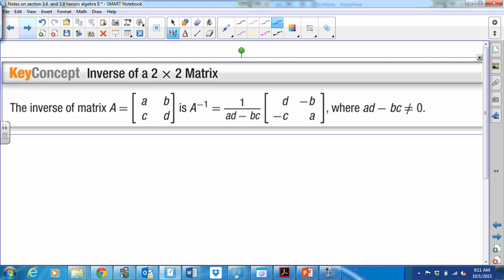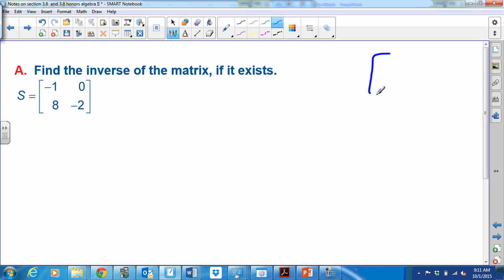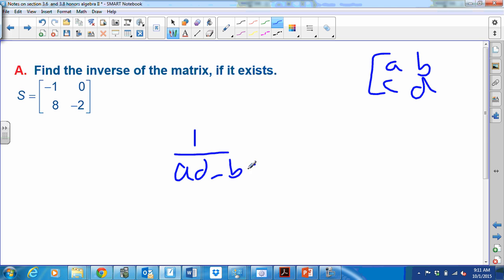And so going back, if I were to do this by hand, this matrix is in the form A, B, C, D. So if I'm doing 1 over AD minus BC, well, AD is -1 times -2. BC is 0 times 8. So that's going to be 1/2.